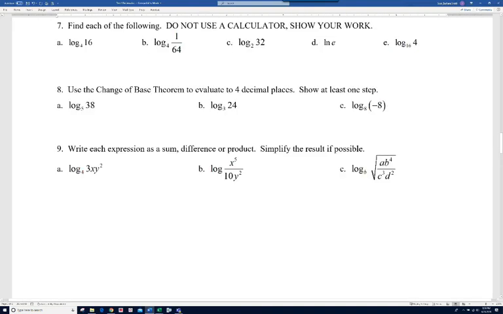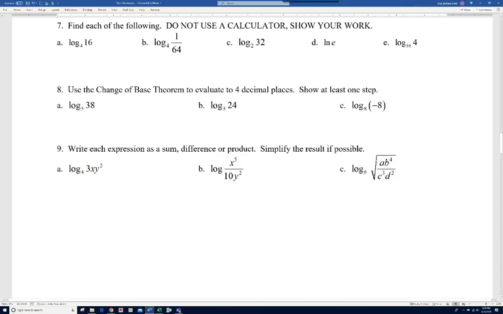All right, let's move on to the next slide. So it says, find each of the following. Do not use a calculator. Show your work. So on the test, you'll be asked to show your work. And what I would be looking for is the following. So on A, it says log base 4 of 16.